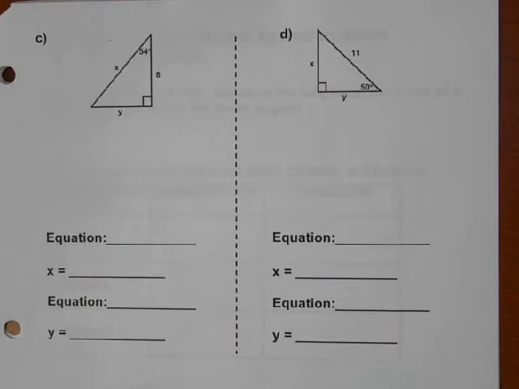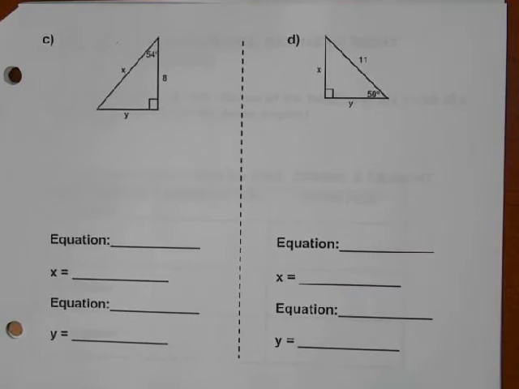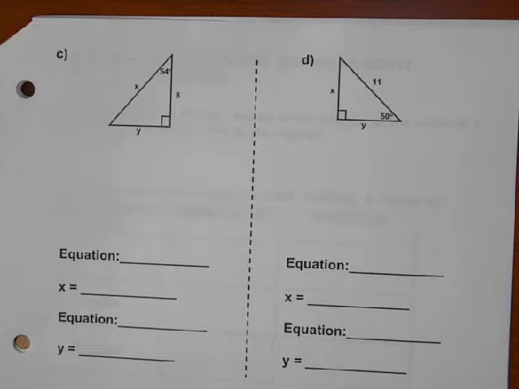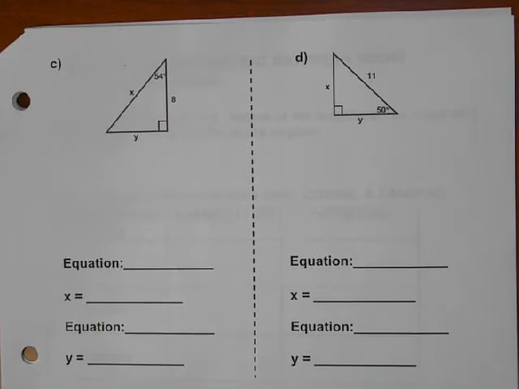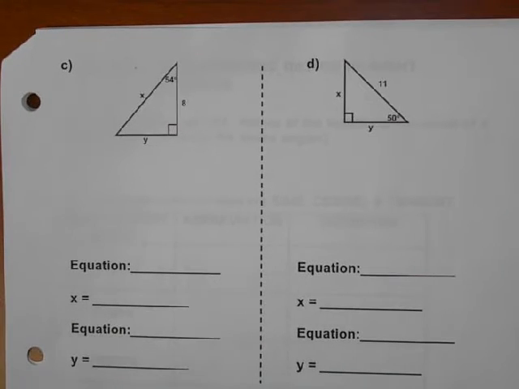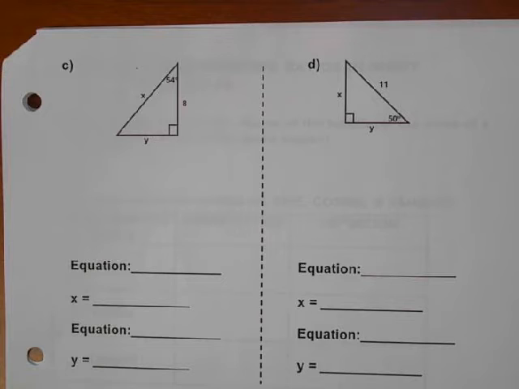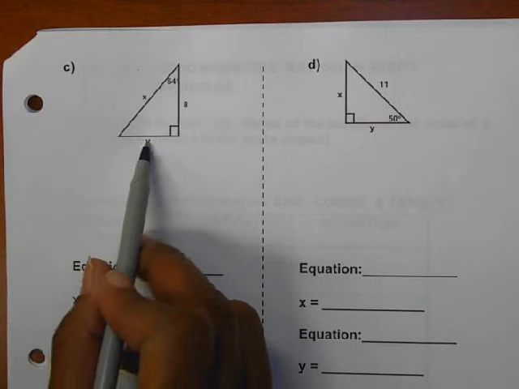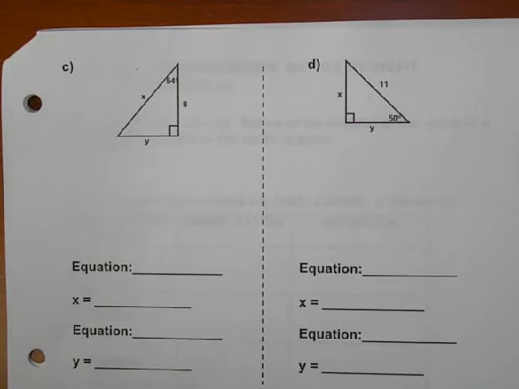Okay, let's continue. This is example 4C. You notice this time that you have an x and a y. You can only solve for one variable at a time. Okay, so let me label the given information. We're going to solve for x first. So we're going to ignore y for right now.